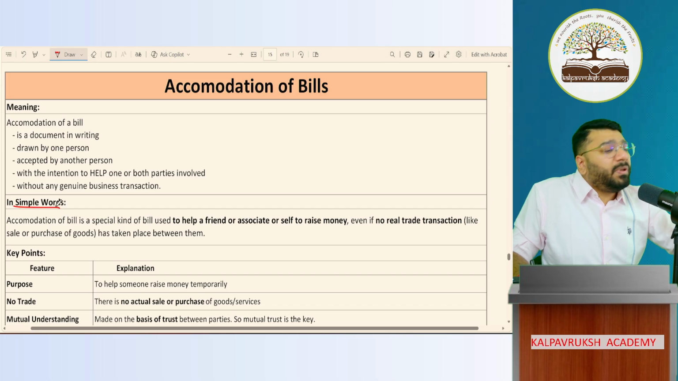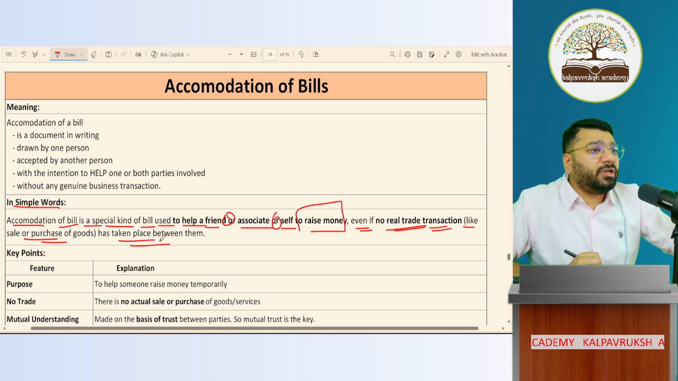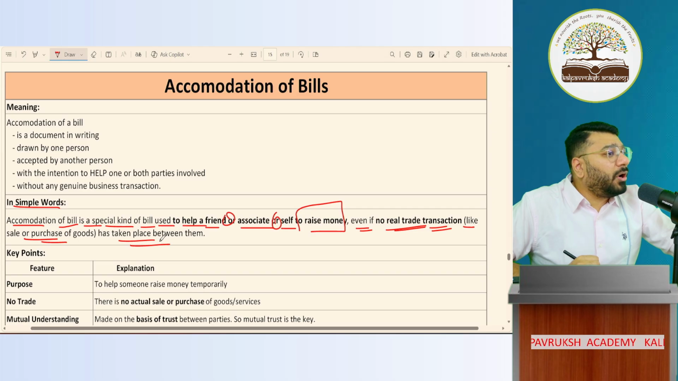Now, in simple words, accommodation of a bill is a special kind of bill used to help a friend or associate, or oneself, to raise money even if no real trade transaction, like purchase or sale of goods, has taken place between them. There is no real trade transaction between the buyer and the seller, but still we can execute a bill of exchange.